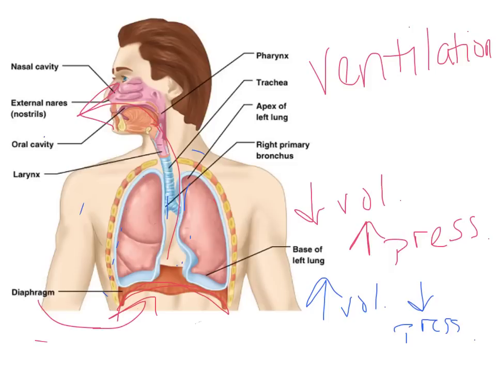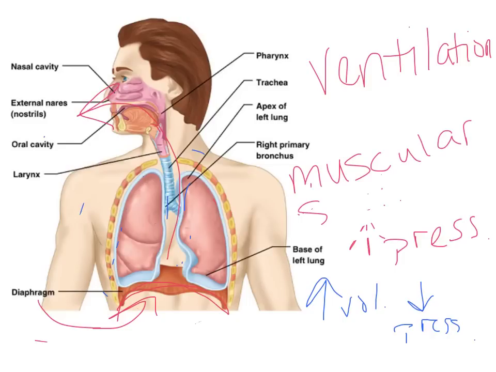That's going to be an example of where this respiratory system is going to interact with another system. It's going to interact with the muscular system. So during ventilation, the respiratory system interacts with the muscular system. It also will interact a little bit with the skeletal system as well.